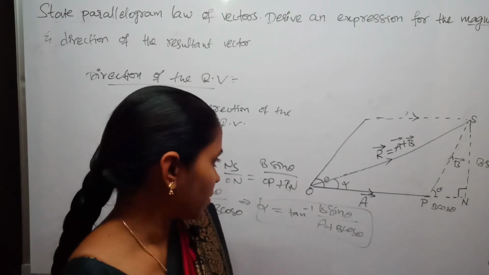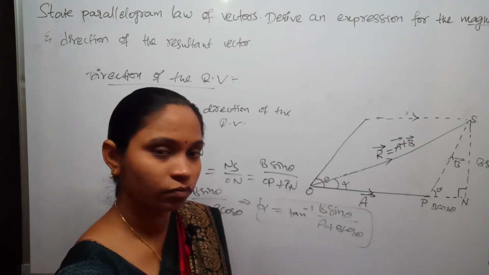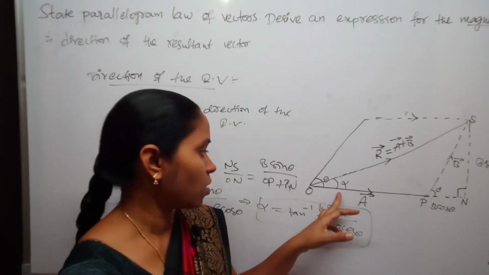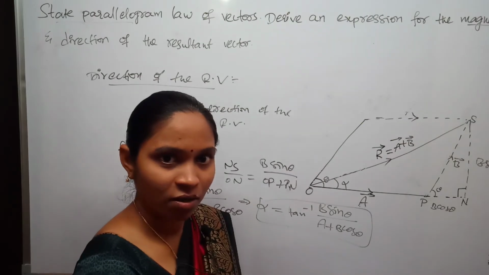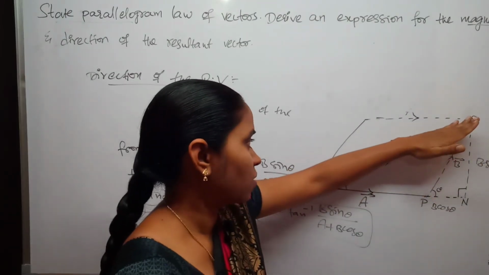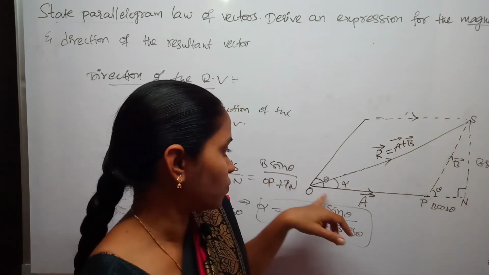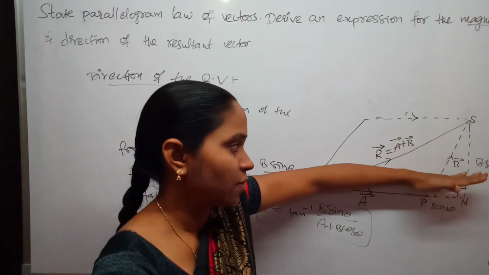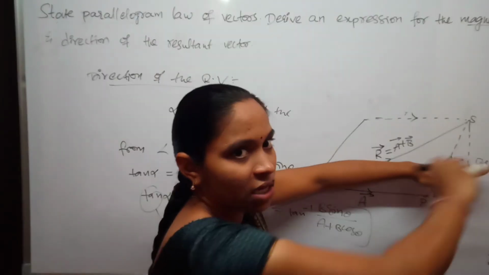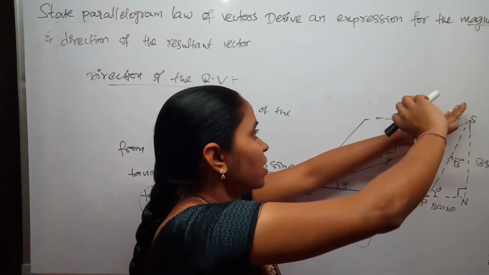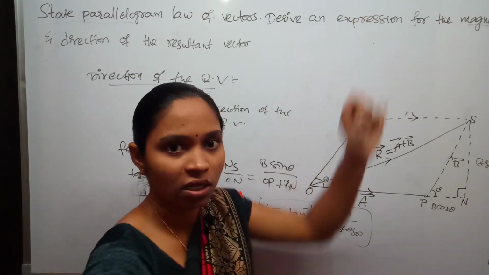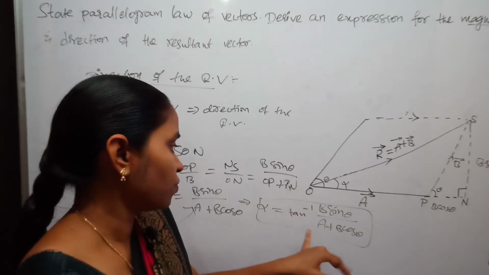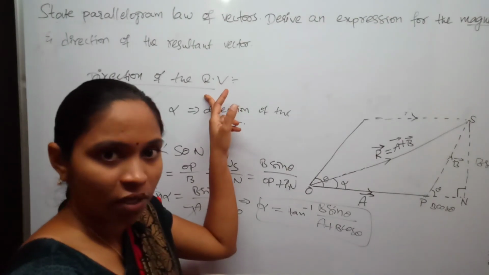Depending on the angle theta, the angle alpha varies. If the angle between this resultant vector and the vector A decreases, this will be the direction of the resultant vector. As it keeps on increasing, the direction of the resultant vector changes. So this angle alpha gives you the direction of the resultant vector.